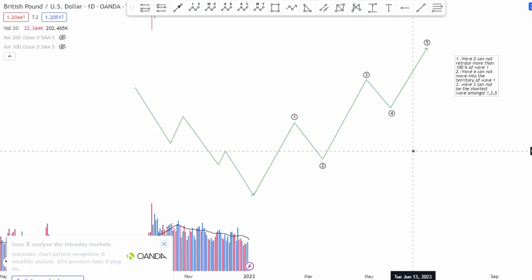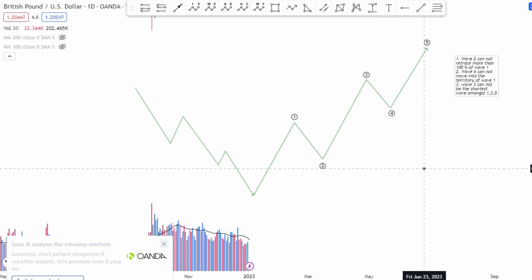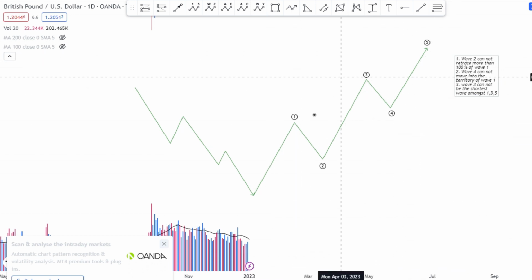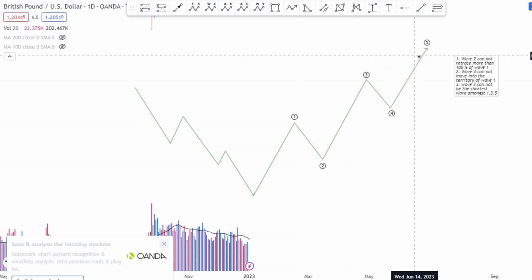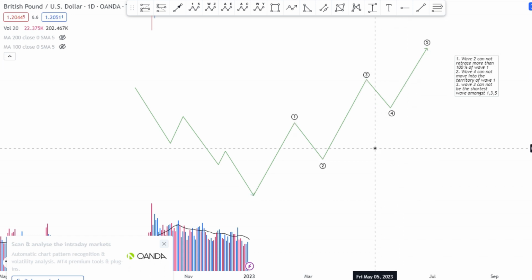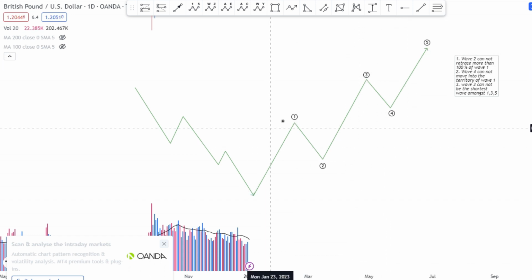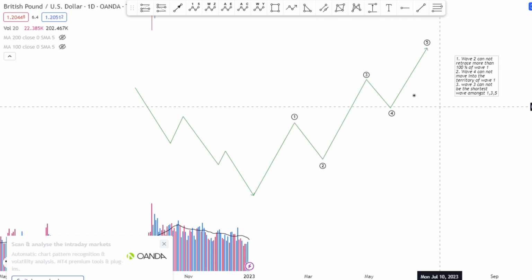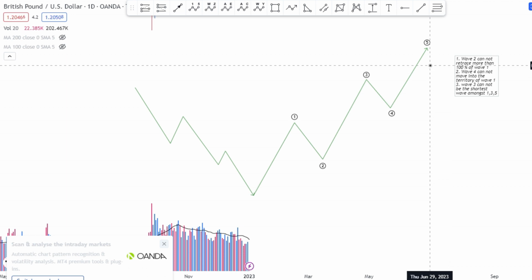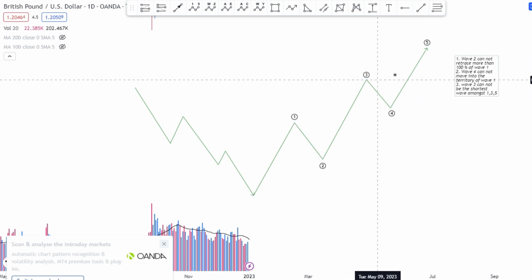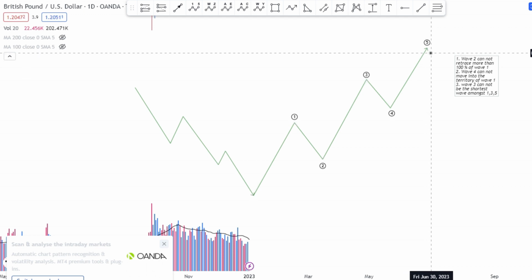Then finally we have wave 5, which completes this impulsive wave. At this wave, almost everyone is bullish, so it is easy to identify a trend. You are seeing the market making higher highs, and you will know that this market is in bullish momentum. Again, at wave 5, you will see most of the momentum around this point will be reducing. This is where you find the market diverging.